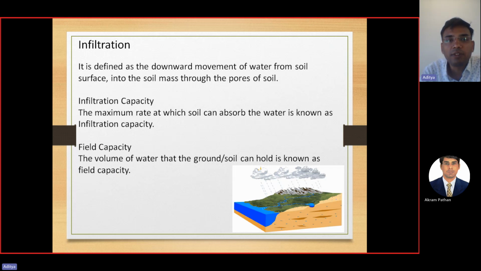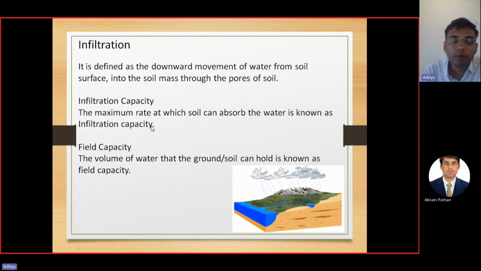Infiltration is defined as the downward movement of water from the surface into the soil. Many times students get confused between infiltration and percolation. If water is flowing from the surface to the subsurface, you call this infiltration. Percolation is the movement of water from soil to subsoil, that is, soil to soil transfer. If water is transferring from soil to soil, you call this percolation. If water is flowing from the surface into the soil, you call this infiltration.